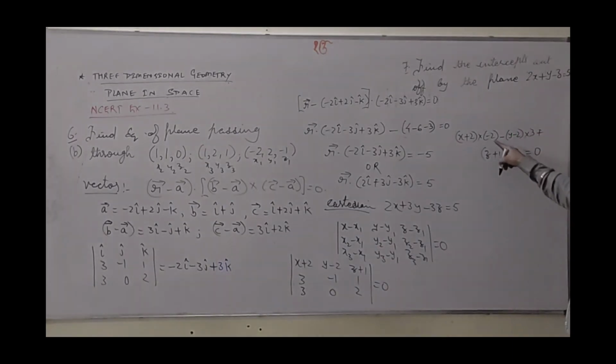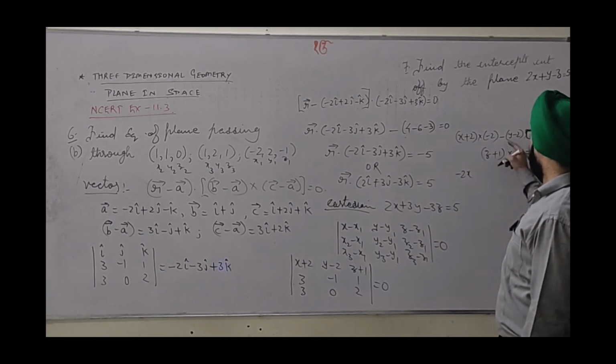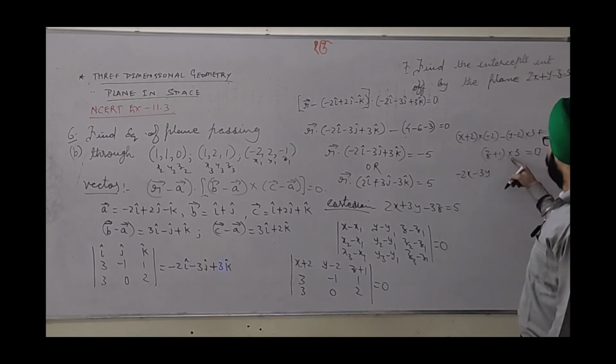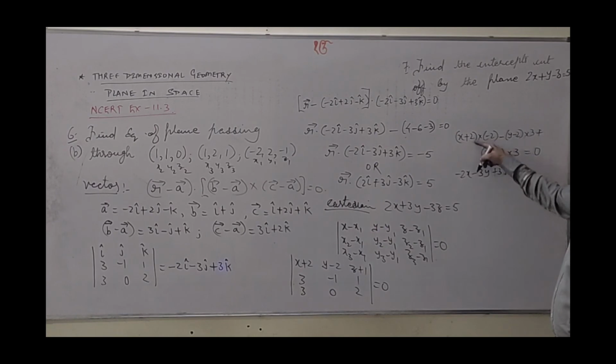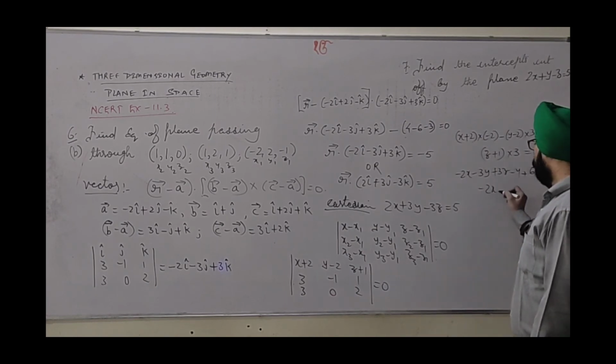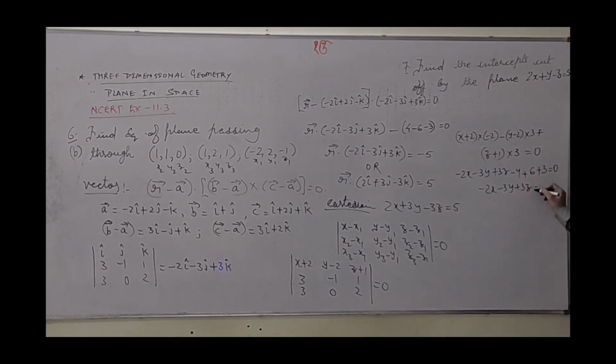Now we have to simplify. Minus 2 into x is minus 2x, 3 into y makes it minus 3y, 3 into z is plus 3z, rest constants: minus 2 2s are minus 4, 3 2s are minus of minus 6 plus 6, next 3 1s are 3, and here we get minus 2x minus 3y plus 3z, 6 3 9 minus 4 5 means minus 5. We have obtained the same form, you can check.